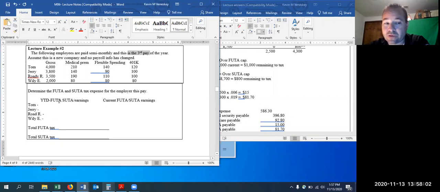So that means they've only worked 2 other pay periods. And then how much of whatever you have out here is actually going to be taxable for FUTA and SUTA based on the caps. So you're going to put FUTA over here and maybe SUTA over here, assuming there's 2 different amounts. All right, so go ahead and try this one and pause now.